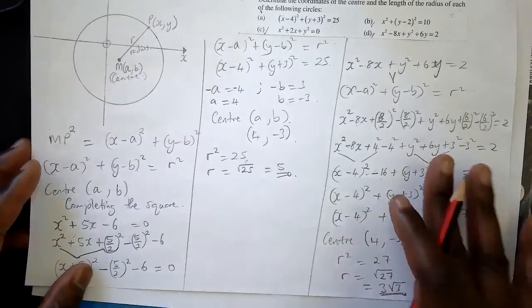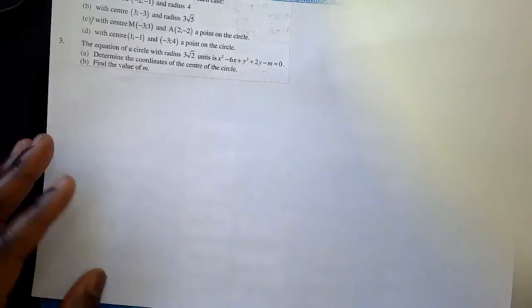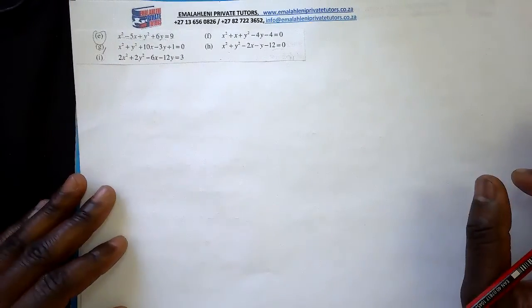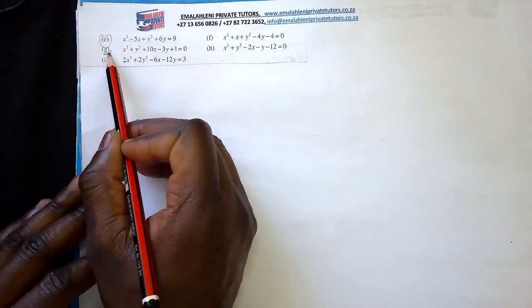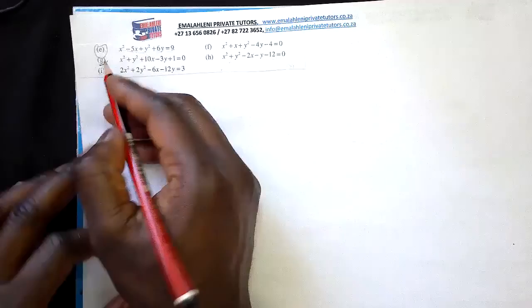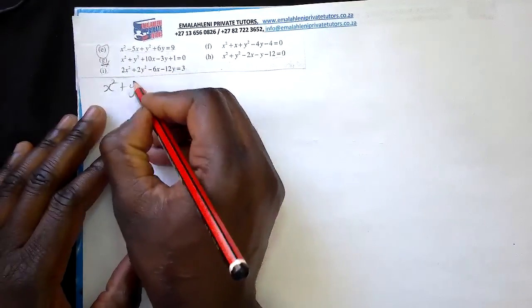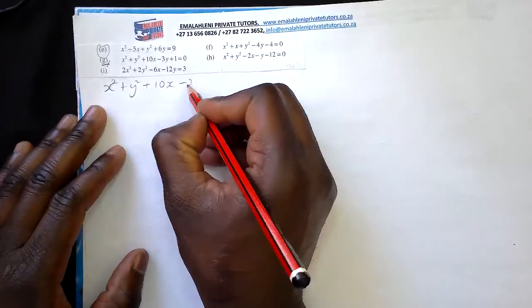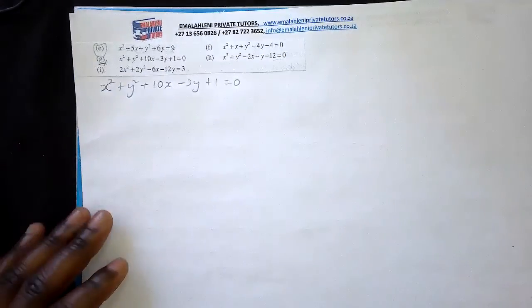Okay. So I hope you understand this concept of completing the square. Now, let's move on to some more questions that include completing the square. I'm just going to take this one here. So we have the equation x squared plus y squared plus 10x minus 3y plus 1 is equal to 0.